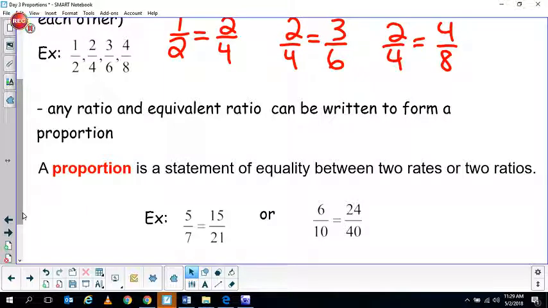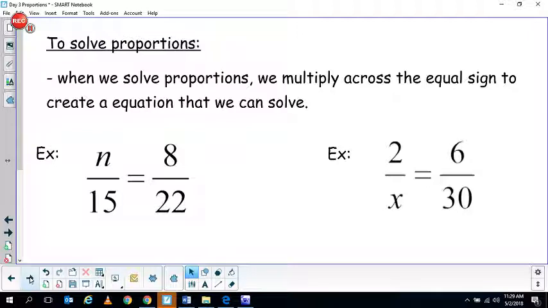So a couple more examples. 5/7 equals 15/21, or 6/10 equals 24/40. Those are equivalent ratios, so they can be set up as a proportion. So what we're going to do is learn how to solve a proportion. When you solve proportions, you multiply across the equal sign to create an equation that we can solve. This is simply a shortcut to the rules of solving equations.